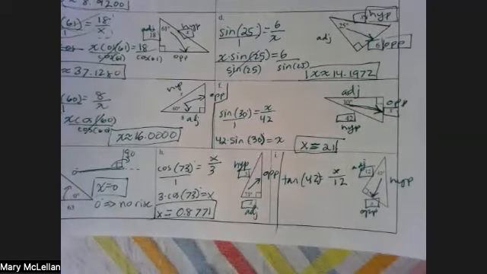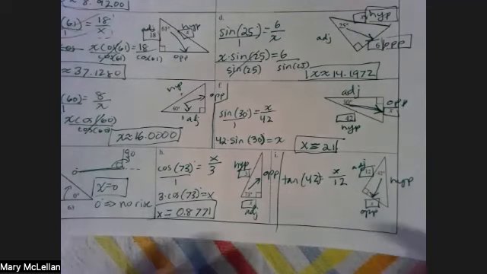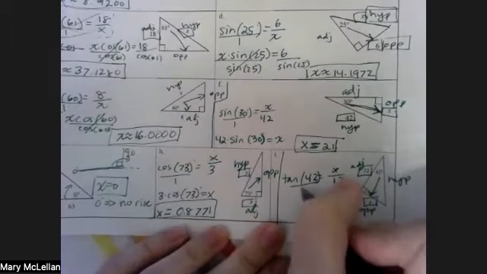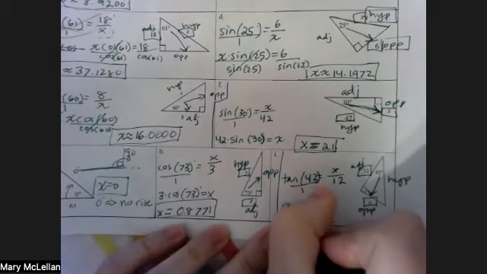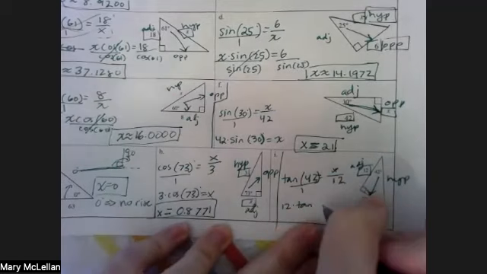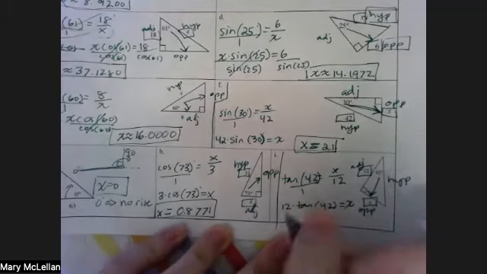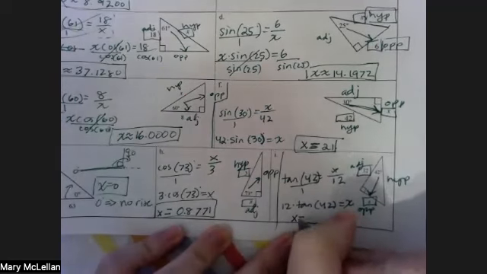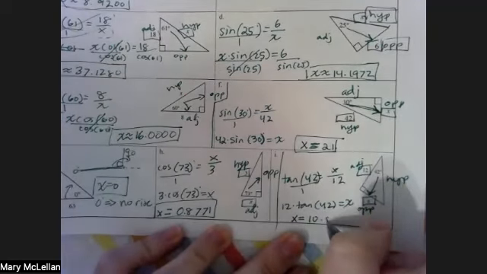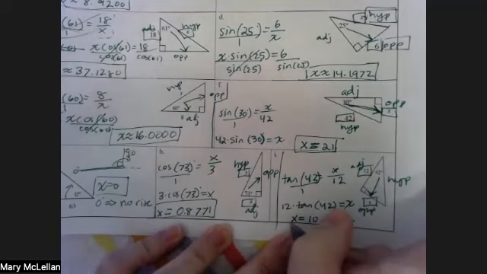Now, 42 is almost 45, so I'm thinking X is going to be pretty close to 12, maybe like 11-ish, because it's a little bit less than 45 degrees, but let's find out. I cross multiply, I have 12 times tan of 42 is equal to X times 1, which is just X. I put that in my calculator, and X is equal to 10.8048. Aha. Close.